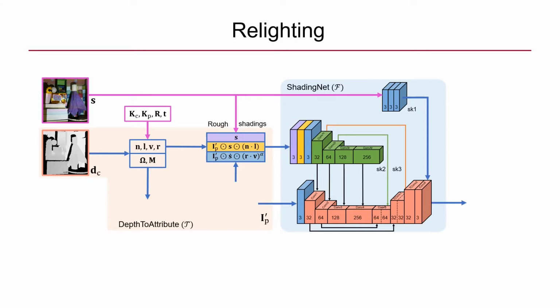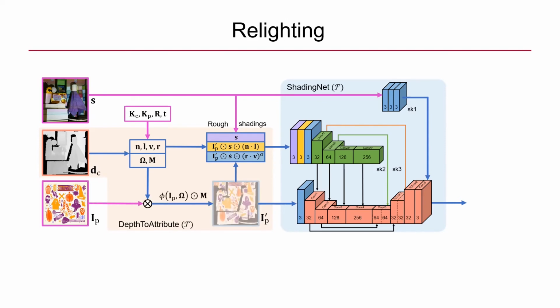Once DeProCams is trained, we can apply it to three spatial augmented reality tasks: relighting, projector compensation, and shape reconstruction. Firstly, relighting is simply a forward pass of DeProCams. In particular, given a novel projector input image IP, depth to attribute warps it to the camera view and computes rough shading attributes. Then, ShadingNet aggregates the rough shadings and further infers photorealistic rendering.